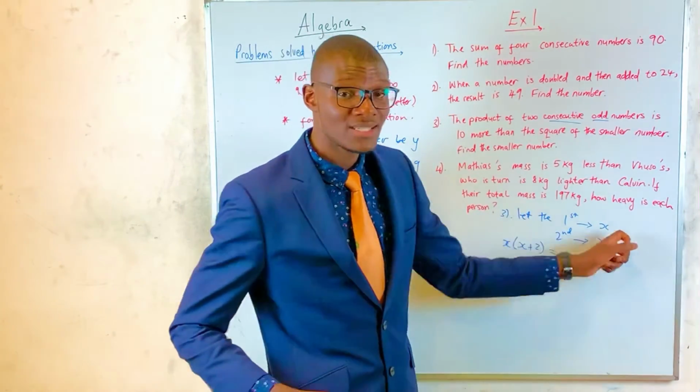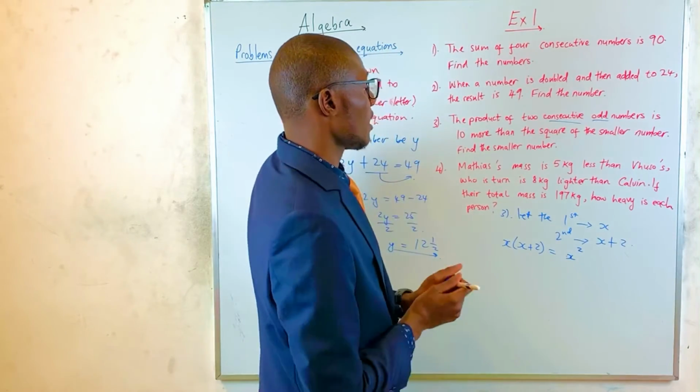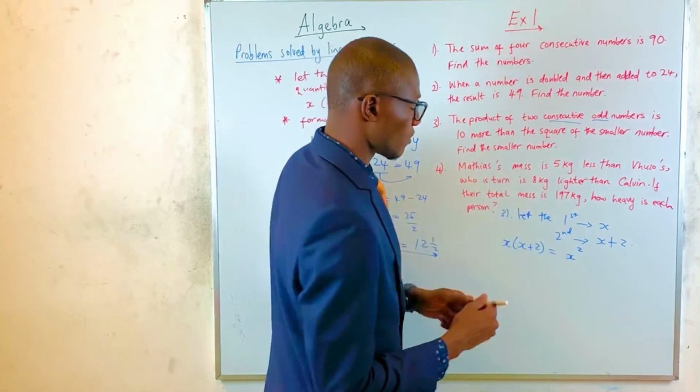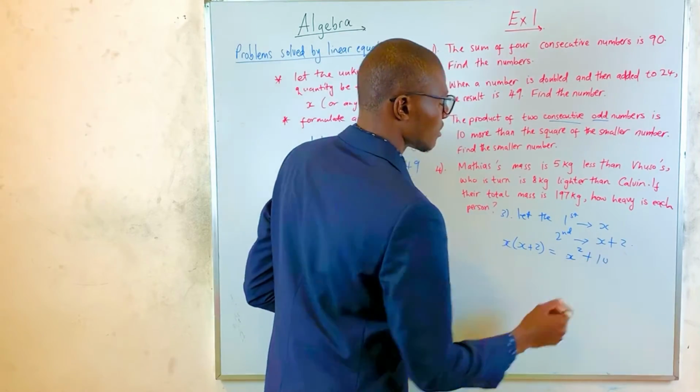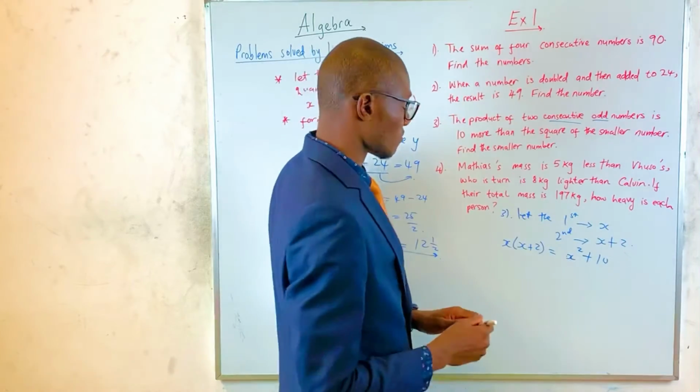The smaller number is x, but the square of x is x squared. Then 10 more than the square, we are adding a 10 to the right hand side as well. Then we are simply solving for x, which happens to be the smaller number.